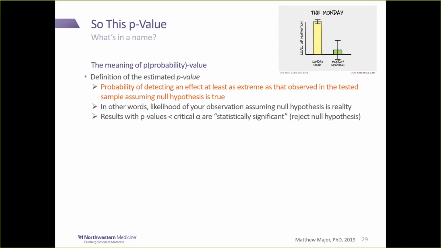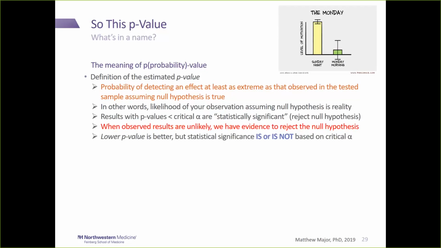Results with p-values that are less than your critical alpha are considered statistically significant. This means you have evidence to reject the null hypothesis. Essentially, when the observed results are unlikely, we have evidence to reject the null hypothesis. Lower p-values are better, but statistical significance either is or is not, and this is based on your critical alpha threshold. Just because you have a lower p does not mean that something is more significant. But, as a caveat, p-values that are near your critical alpha may be considered marginally significant. You'll see that term come up in research studies.